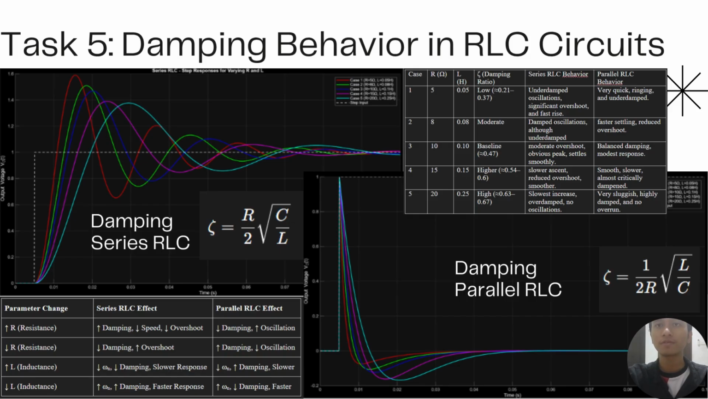We simulated 5 different cases by varying R and L and observed the voltage response to a step input. The results showed that with low R and L values, the circuit responds quickly but with significant oscillations. At higher values, the response becomes slower but much more stable.